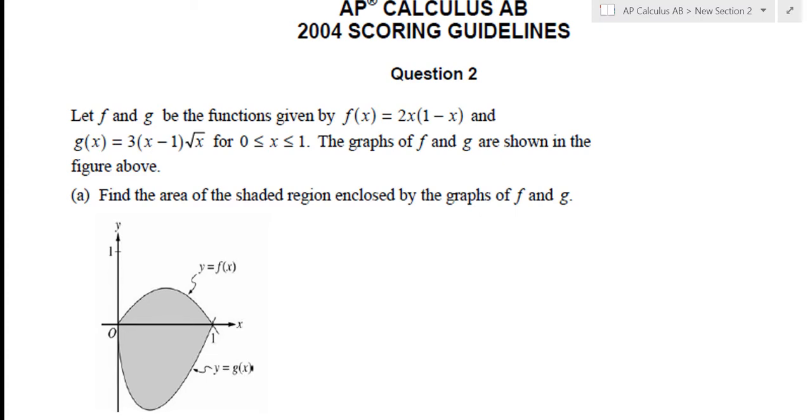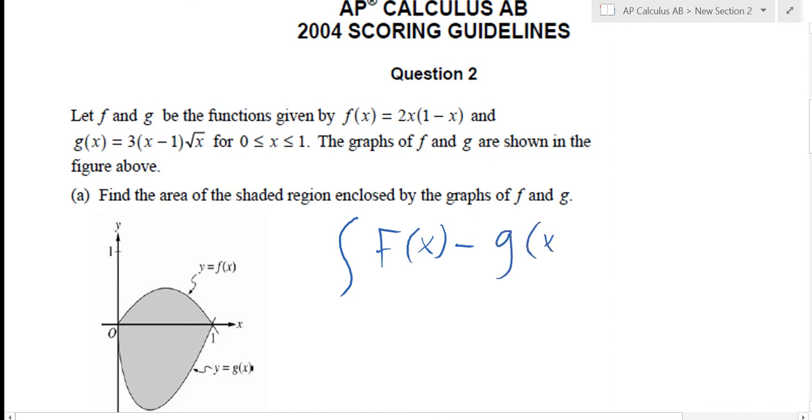Can we go over this? We good? Finding the area, hopefully. Everybody's with me here. That's just the integral of the top function minus the bottom function. So on your paper, even on the AP exam, you've got to take those out of your head. It's going to be f minus g, and we've got to go from the left endpoint to the right endpoint, so it's 0 to 1.